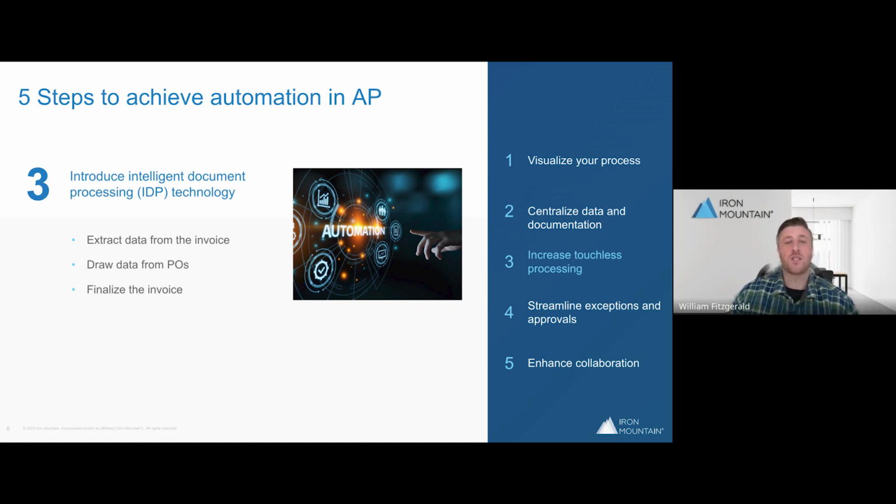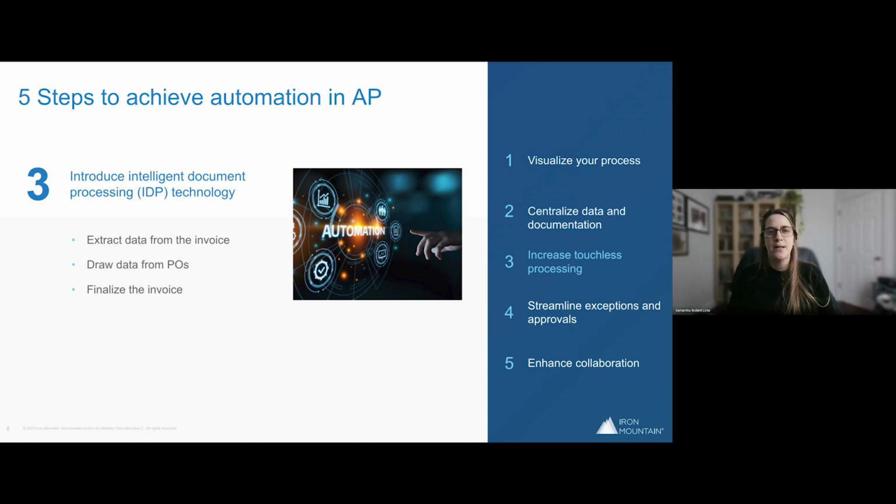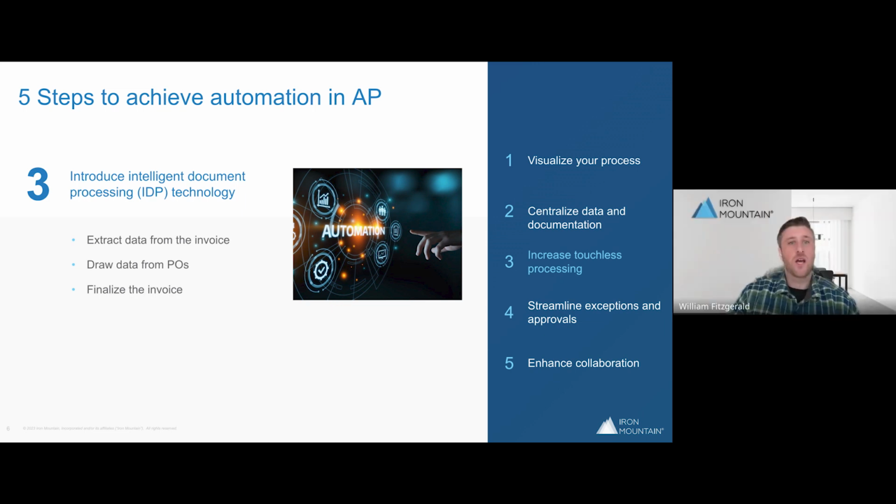Improved touchless processing rates can be realized by introducing intelligent document processing, or IDP technology, that automatically extracts, matches, and finalizes invoices for payment. How do IDP solutions improve an organization's touchless processing rate? Intelligent document processing solutions utilize OCR capabilities, machine learning, and integration to read, classify, extract, and match data to eliminate anywhere from 50 to 75% of the human touch required to process an invoice for payment.